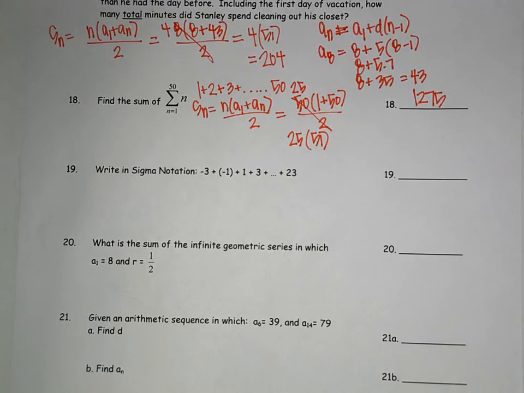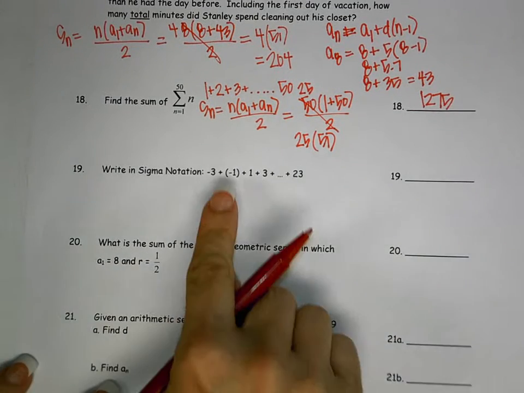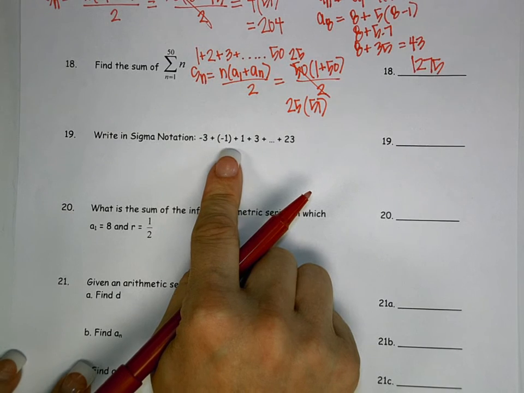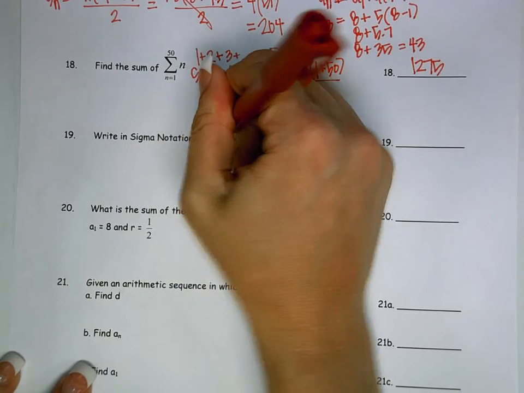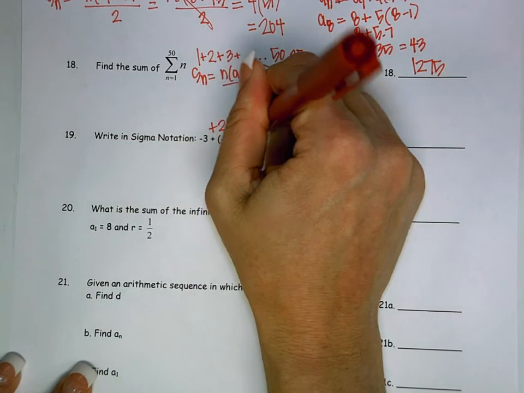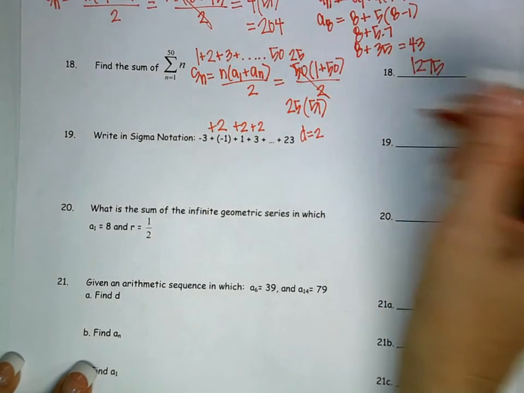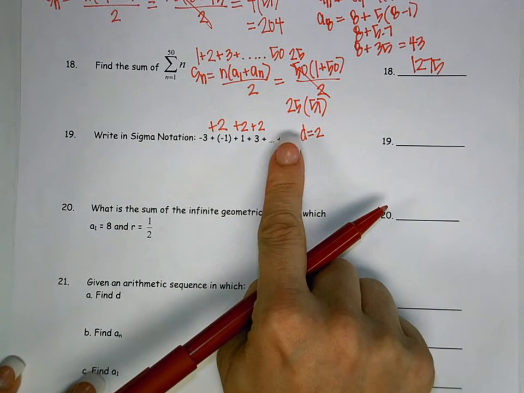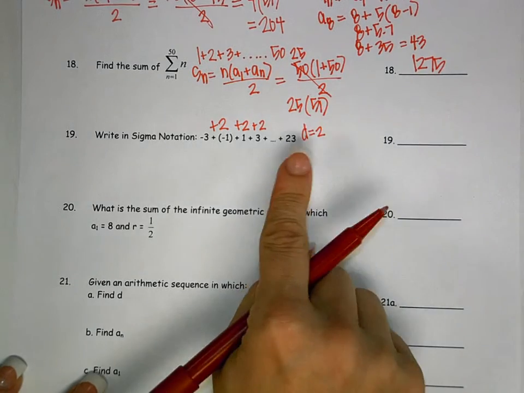For number 19, write in sigma notation. Okay, so that means sum of, because these are adding together. First thing you need to figure out is if this is arithmetic or geometric. These do have a common difference. You would add 2 to get to each term. So these do have a common difference. So difference is 2. That makes it arithmetic. Okay, so we want to figure out what is this term number. So 2 different things we need to figure out. First off, what is this term number?